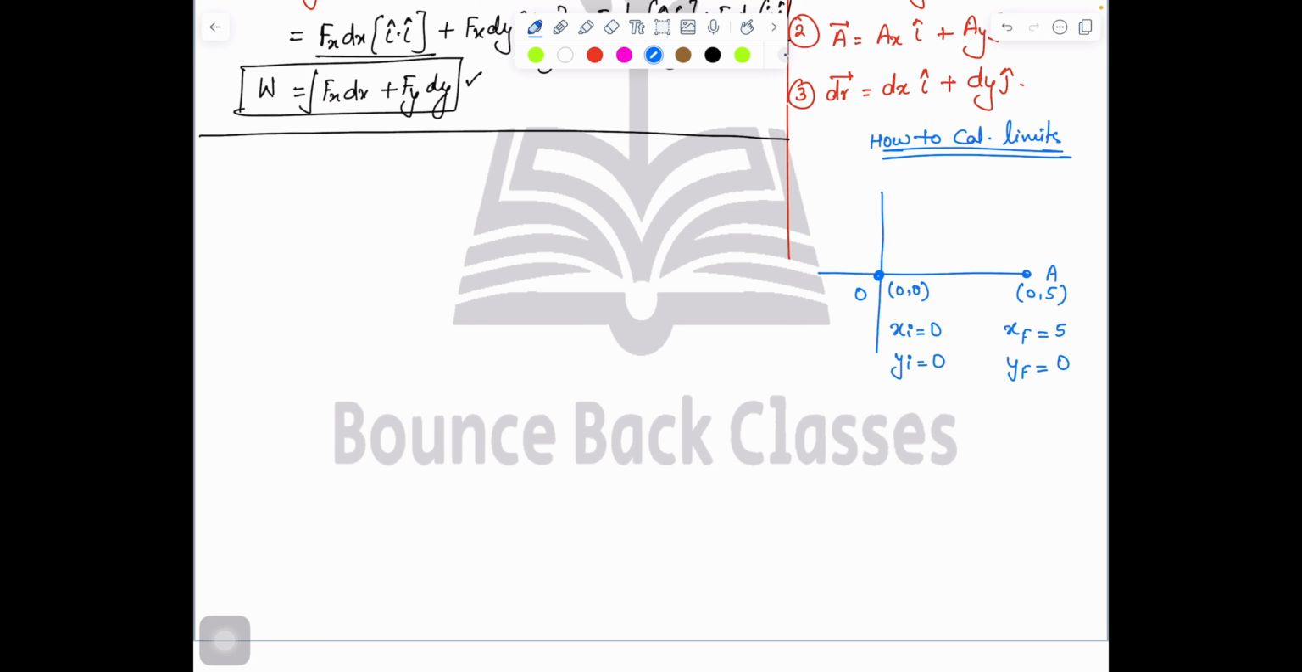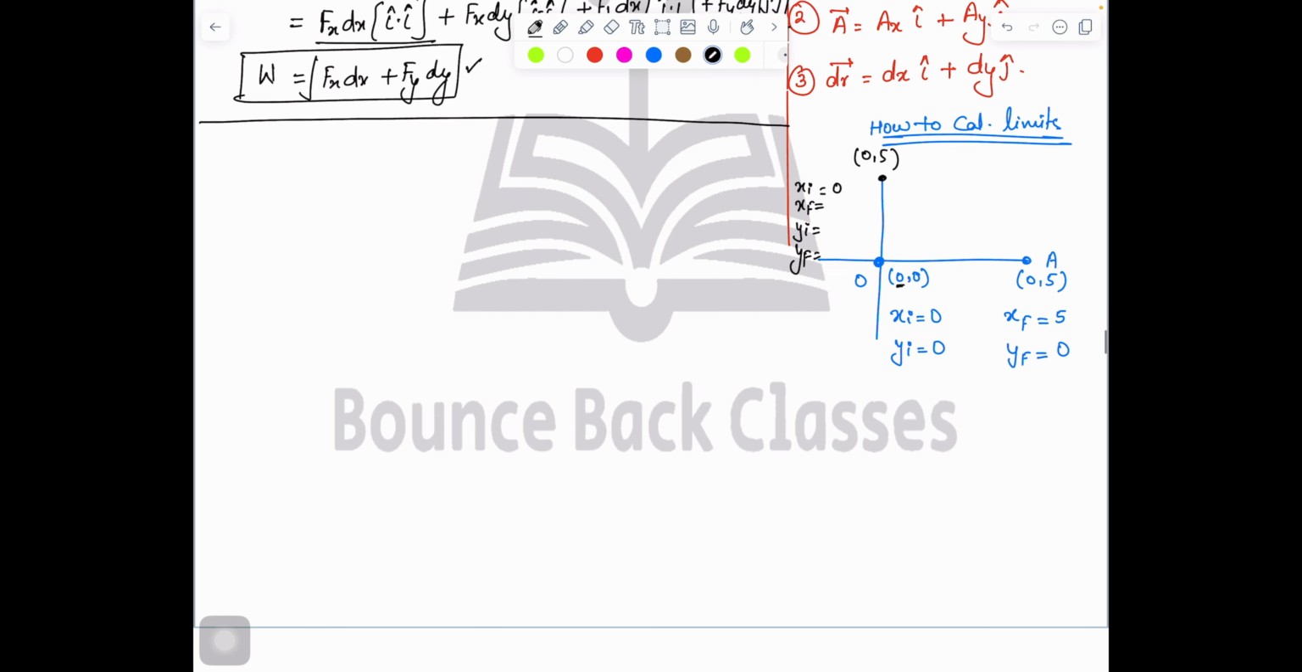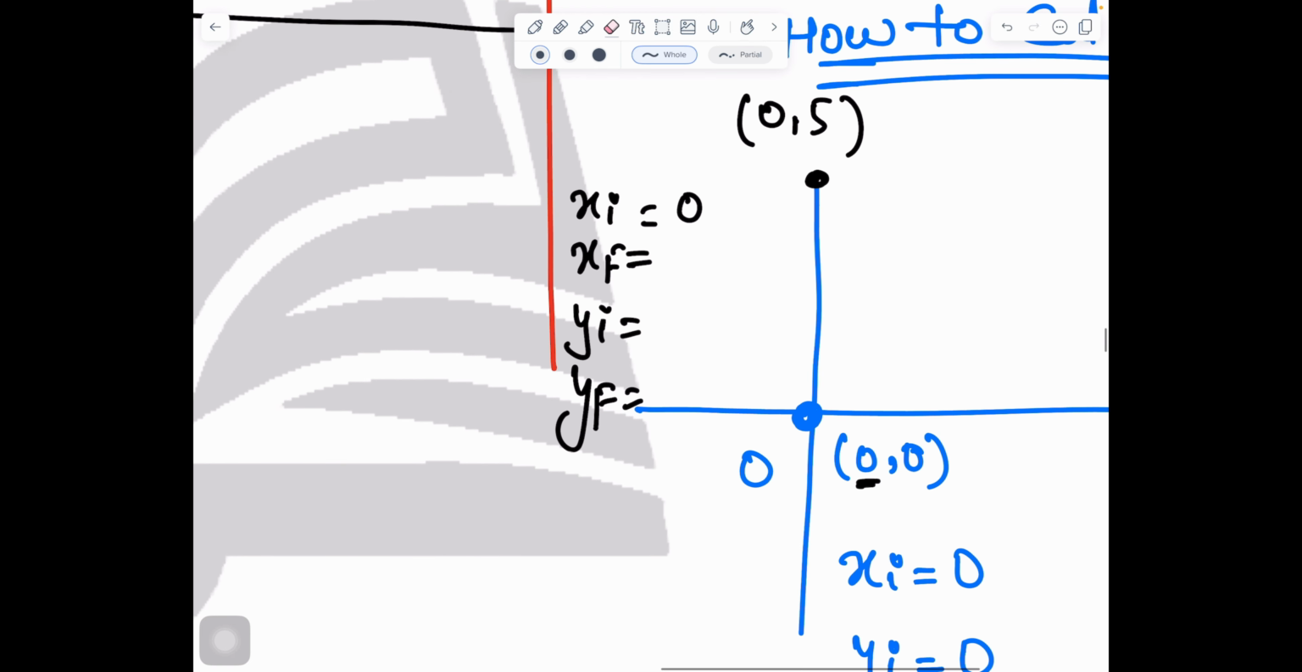Okay. Similarly, solve it here. What are the coordinates here? The coordinates are 0, 5. Okay, xi, xf, yi, yf. Tell me all the four values. X initial is 0. Make it big so that it will be easy for you. X final is 0. Fine. Y initial is 0. Y final is 5. Fine. Understand?